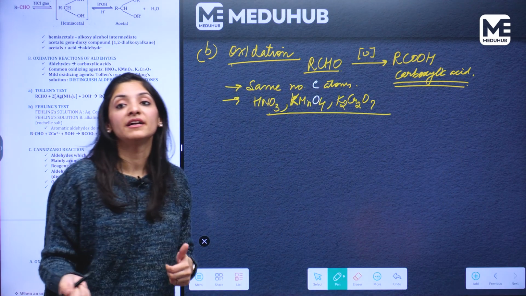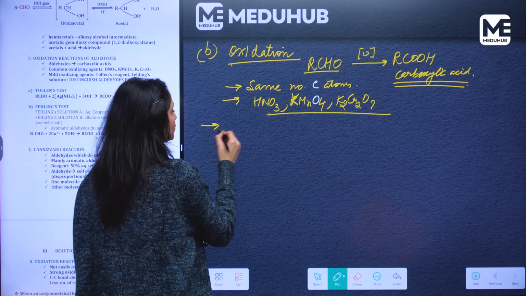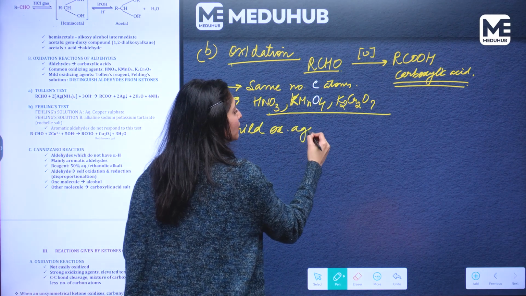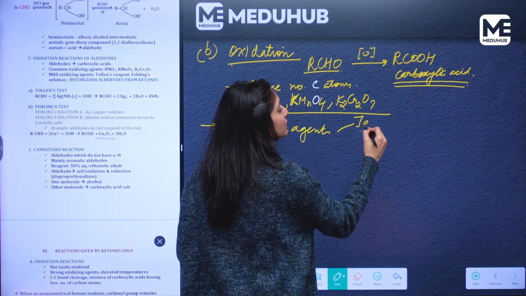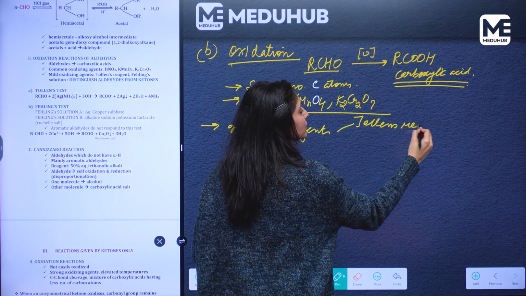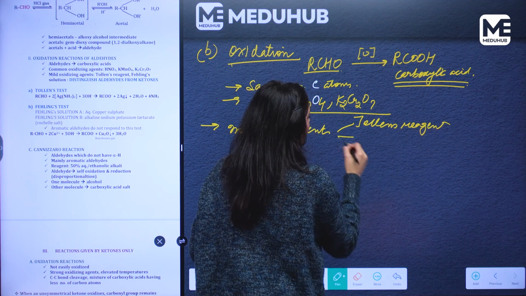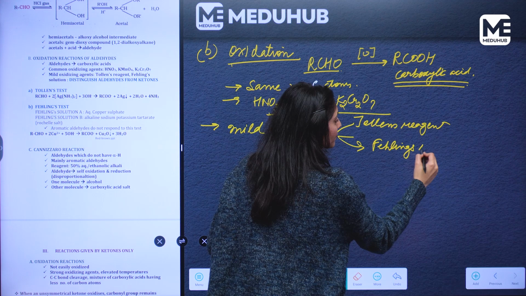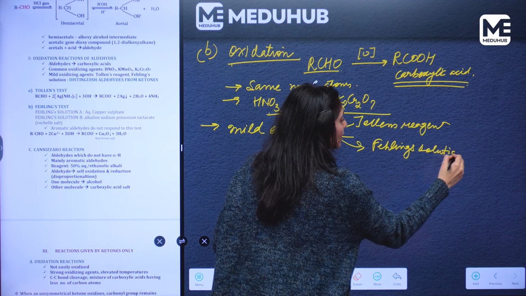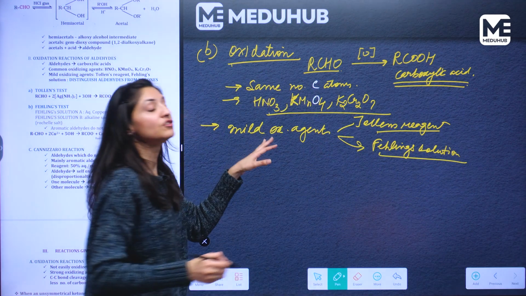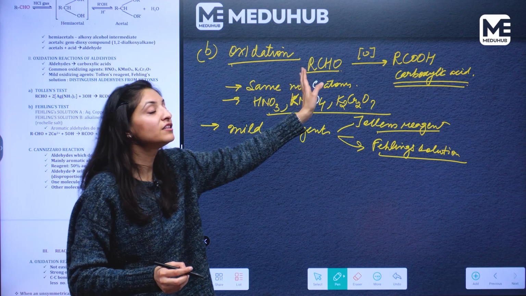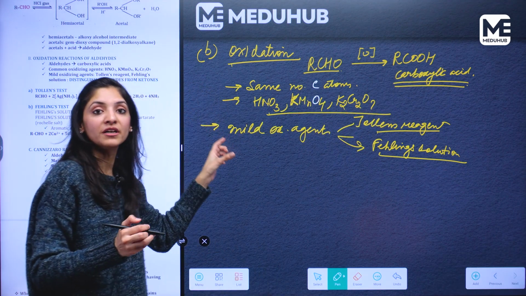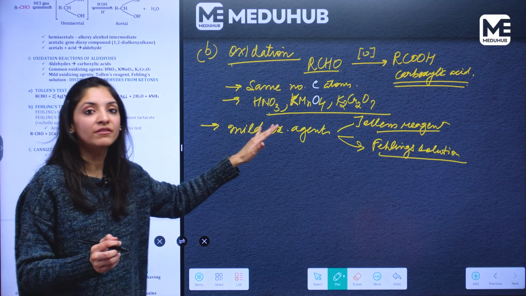What is special about aldehydes is that even mild oxidizing agents like Tollen's reagent and Fehling's solution also oxidize aldehydes to carboxylic acids or their salts. Now, this is important because this reaction is not given by ketones.